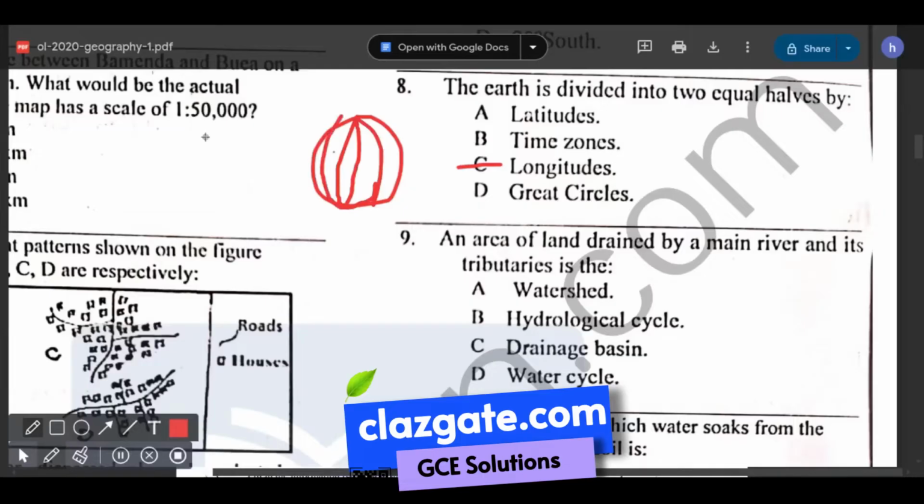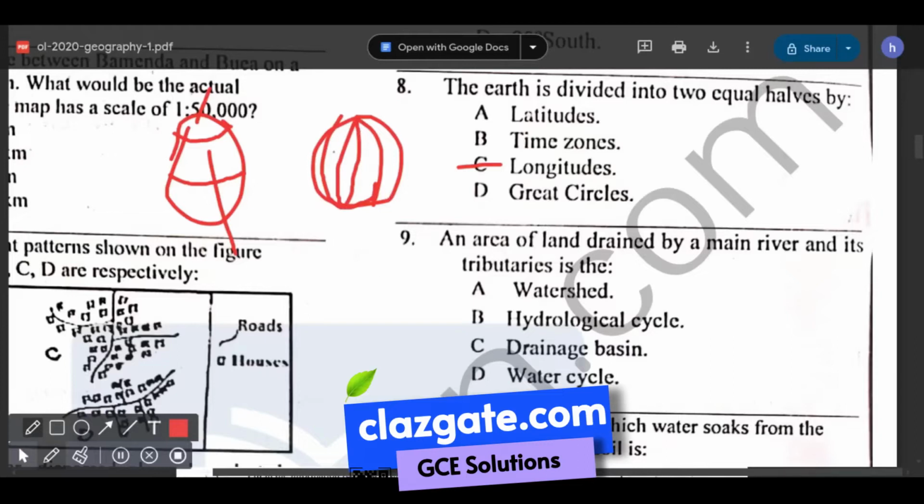But if we are taking the latitude, it means that as this is the earth, this is the latitude of the equator. This is the only latitude that divides the earth into 2 equal halves, because the latitude here, you are seeing this part is much smaller than this part. So not all latitudes divide the earth into 2 equal halves. So the answer to number 8 is C, longitudes, because all the lines running from north to south will divide the earth into 2 equal halves.